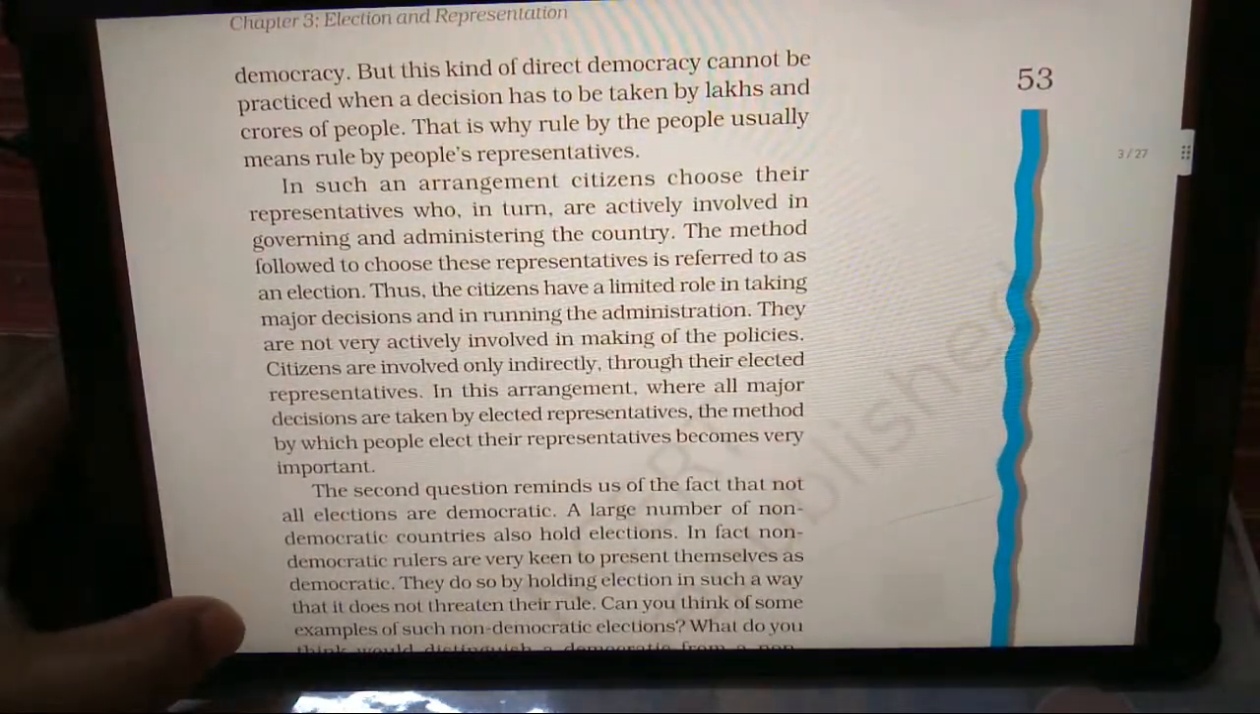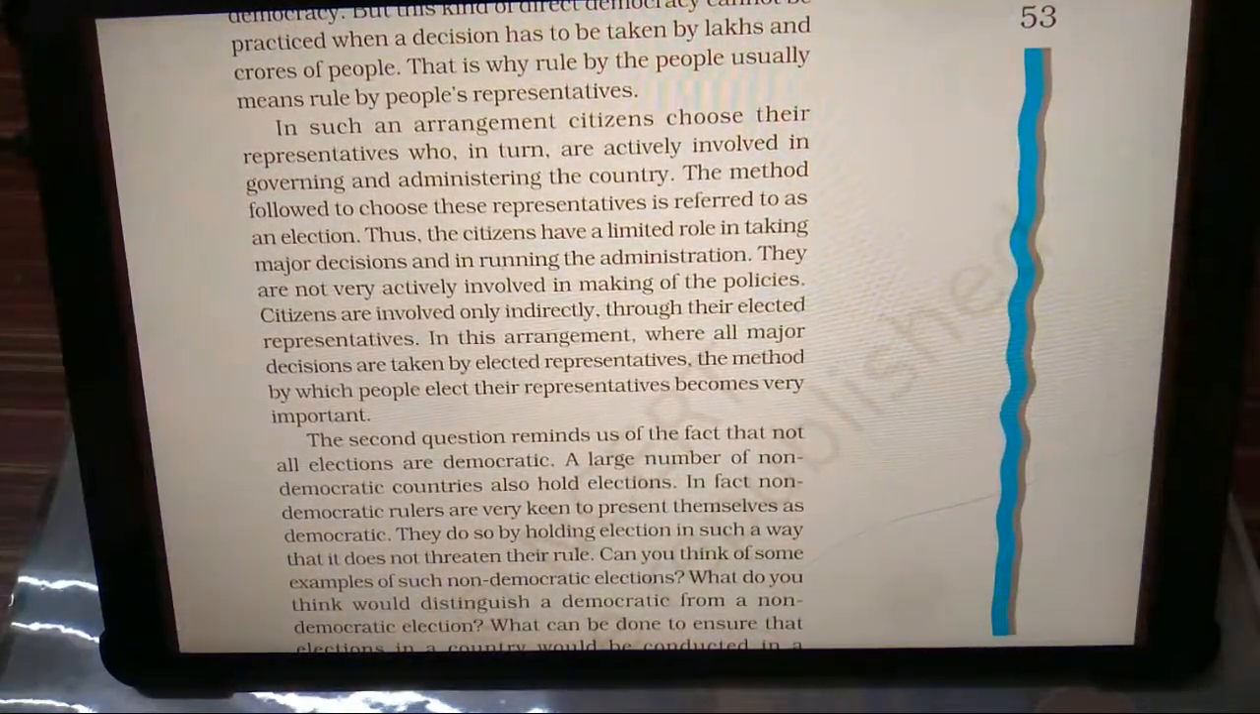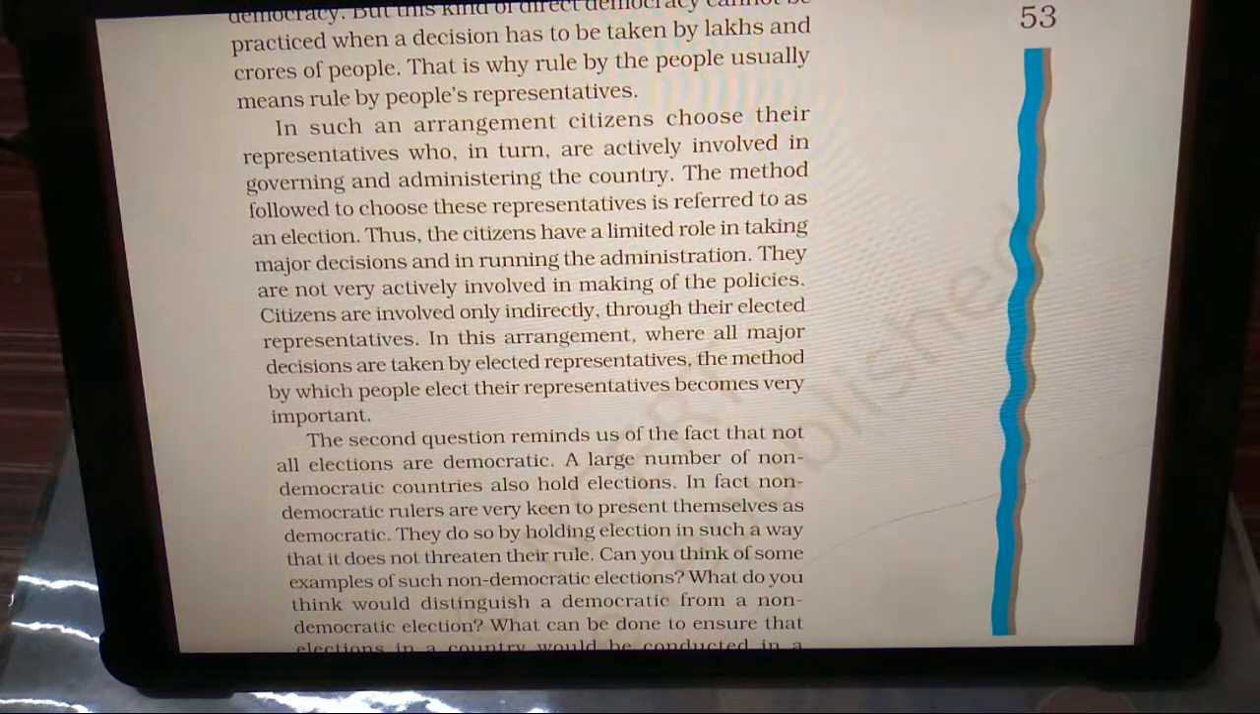In such an arrangement, citizens choose their representatives who in turn are actively involved in governing and administering the country. The method followed to choose these representatives is referred to as an election. Thus, the citizens have a limited role in taking major decisions and in running the administration. They are not very actively involved in the making of policies. Citizens are involved indirectly through their elected representatives in this arrangement where all major decisions are taken by elected representatives. The method by which people elect their representatives becomes very important.